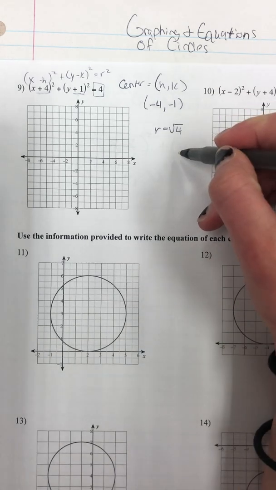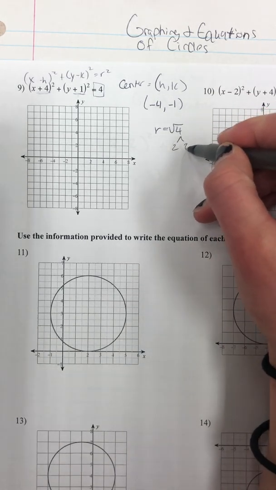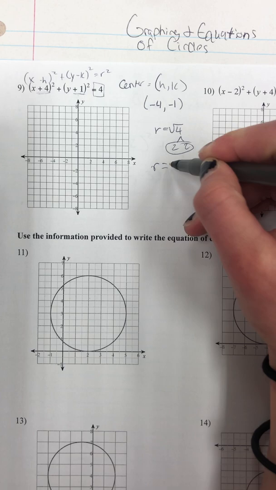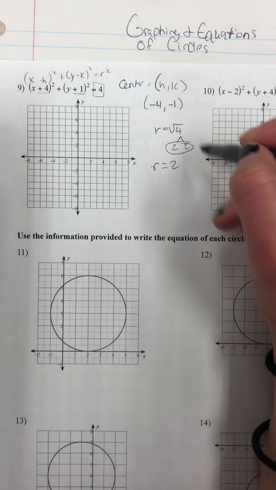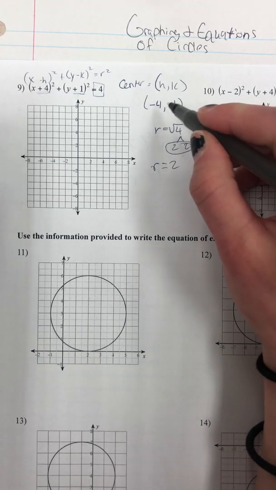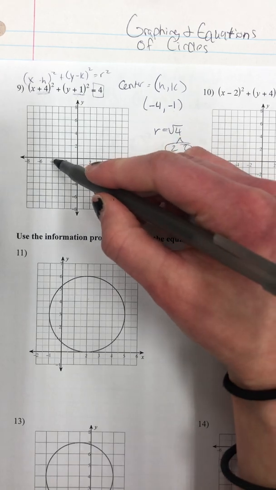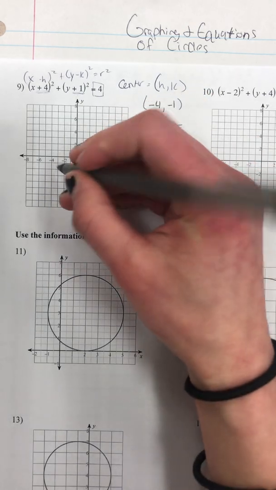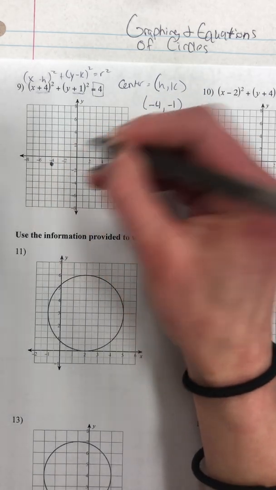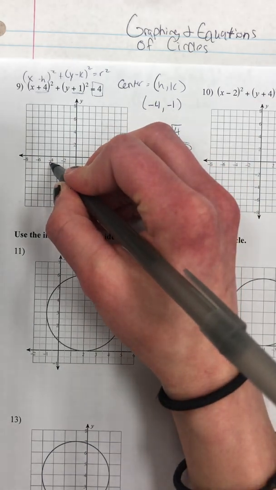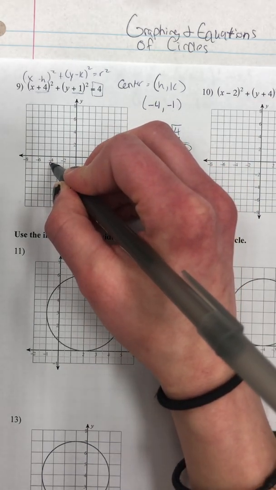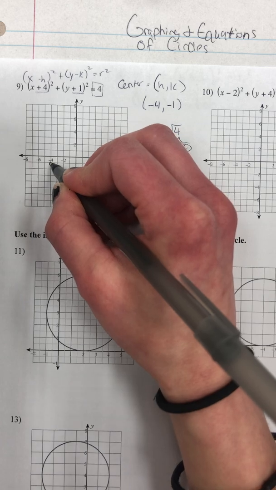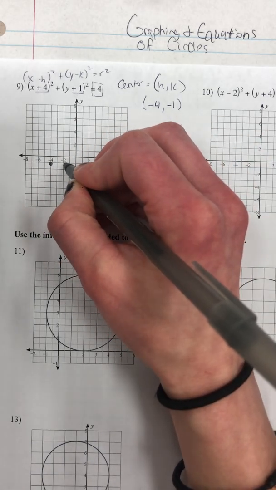So the radius is going to be the square root of 4. 4 breaks down into 2 and 2. We have a pair. We're going to pull that out. R is going to be 2. We're going to start by plotting our center. Our center is -4, -1. It's our first point. Our radius is 2. So I'm going to make 4 points, left, right, up, and down, that are exactly 2 away from the center.